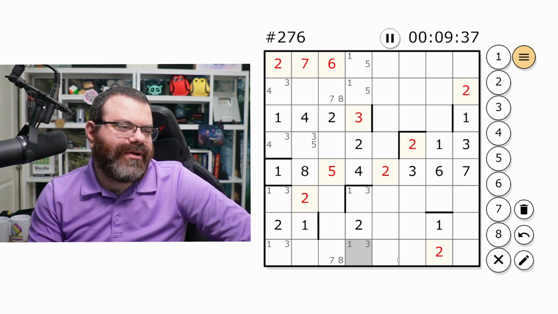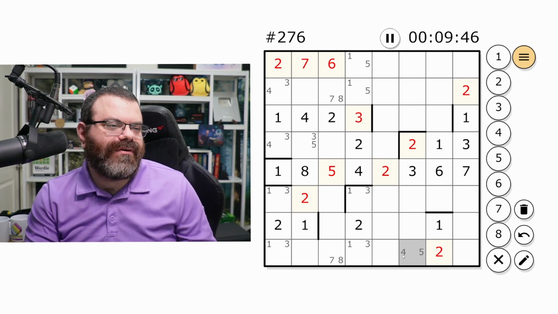And so 1, 2, and 3 are used up. The 1, 3 end up here. Here's the 2. So now 4 is our smallest digit. This is max 5. So this is going to end up being a 4 or 5 only.